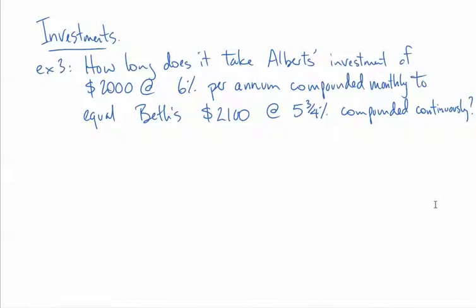All right. We have two people's investments, Albert and Beth, and we want to compare them. And what we find out is that Albert's got $2,000, 6% compounded monthly, and Beth's got $2,100 at 5 3/4%. Hers is compounded continuously. Compounded continuously means use base e. Now, how long does it take for his investment to equal hers? So we want to have Albert's equal to Beth's. All right, pause this and write down Albert's and then rejoin me.